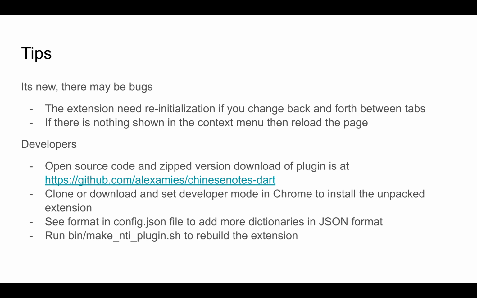And for developers, it's open source. That is the open source website. Feel free to clone the project or go to the download folder and download the extension and install it into Chrome in developer mode. And if you have another dictionary, you can add it in here, so you can have even more dictionaries, and it will merge the dictionaries together. You can add yours by editing this config.json file inside the extension.